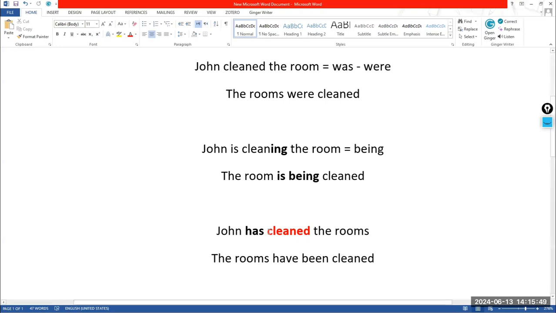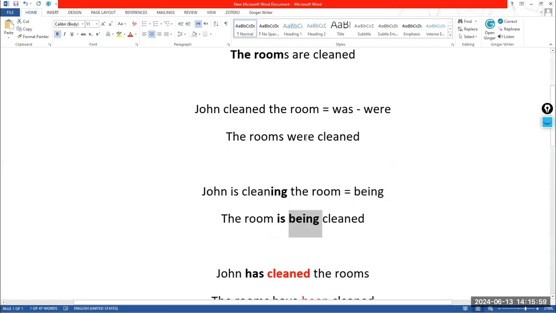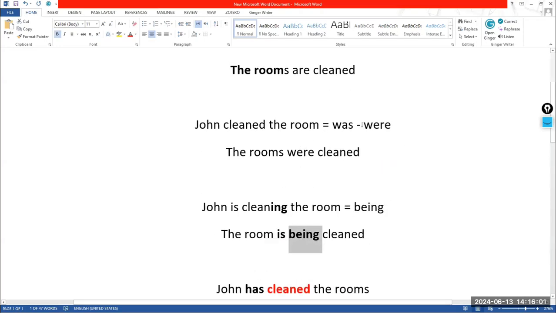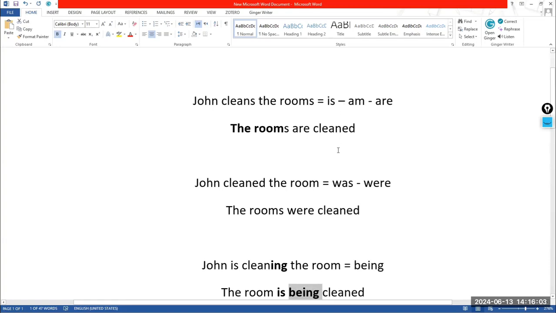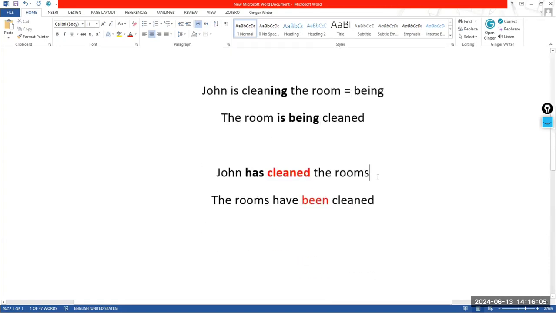So all the time, if you want to see perfect or past participle in the active voice, you have to write been in the passive voice. If you see ing, you have to write being. If it is simple past, you have to use was, were. If it is simple present, you have to use is, are. This is it. It is that easy.